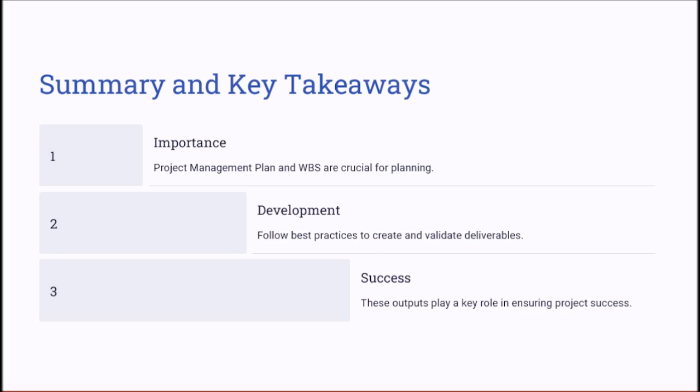To summarize our session here, as we say, the project management plans with the subsidiary plans and the WBS are essential deliverables of the planning process group. They provide the structure, clarity, and alignment, ensuring the project objectives are clearly defined and achievable. By following the best practices for their development, validation, monitoring, and controlling, the project managers can create robust plans that enhance the team coordination and the stakeholder confidence, ultimately driving the project success.